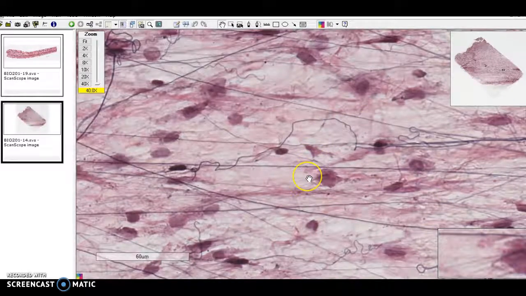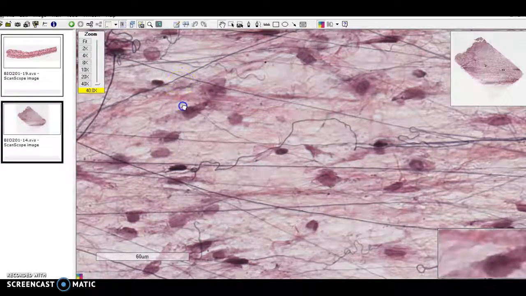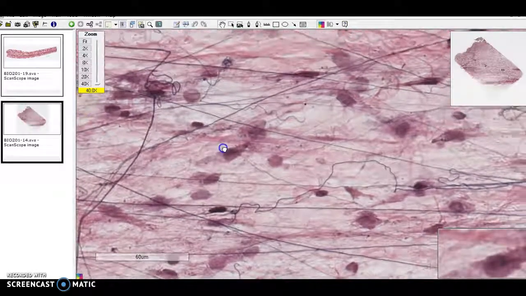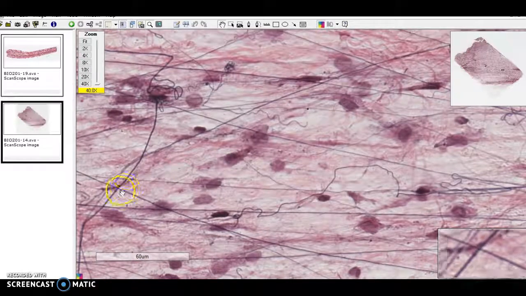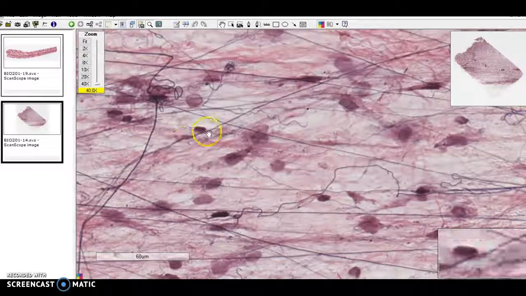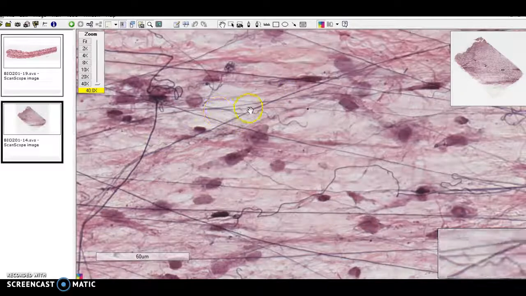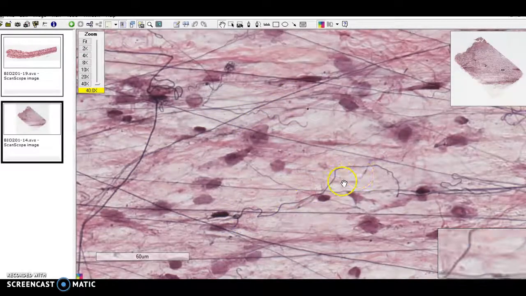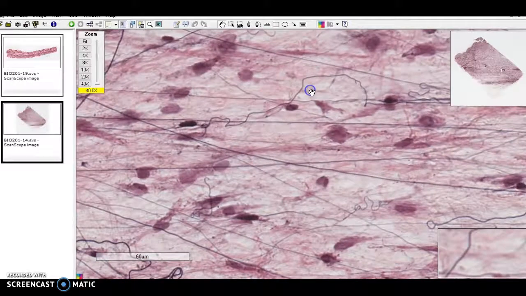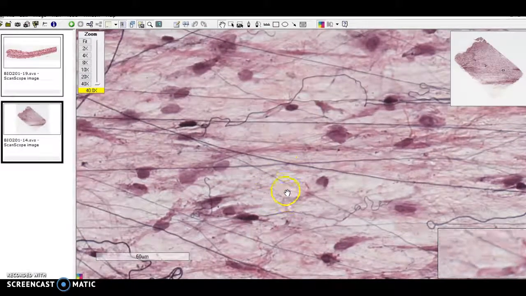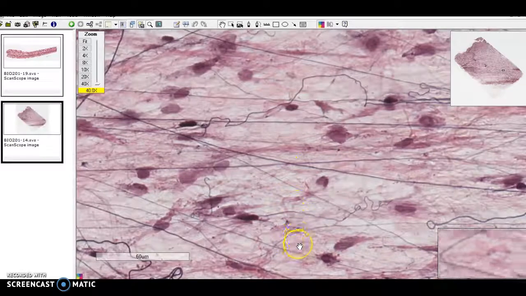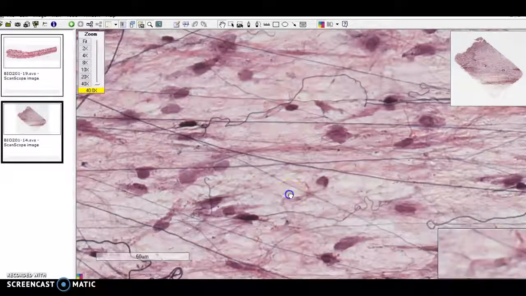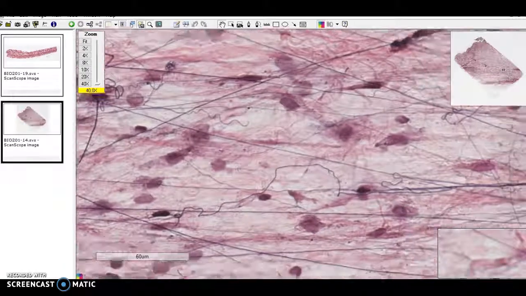In areolar connective tissue, there are two types of fiber, and I think it's pretty tough to tell which is which, but generally these thicker ones are collagen fibers, and these nice wavy ones that are a little bit thinner would be the elastic fibers. There may or may not be a few reticular fibers mixed in just so we hit all three fiber types in this tissue.